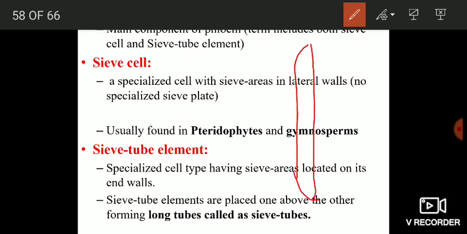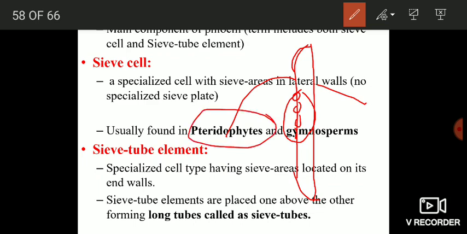Okay, here this is, say for example, a sieve cell, and in these cells there are some locations where a number of pores are present, and these locations are known as sieve areas. These cells possess sieve areas on their lateral walls. Okay, they do not possess these sieve areas on their end walls. This is their main defining feature. And these cells are present in pteridophytes and gymnosperms.